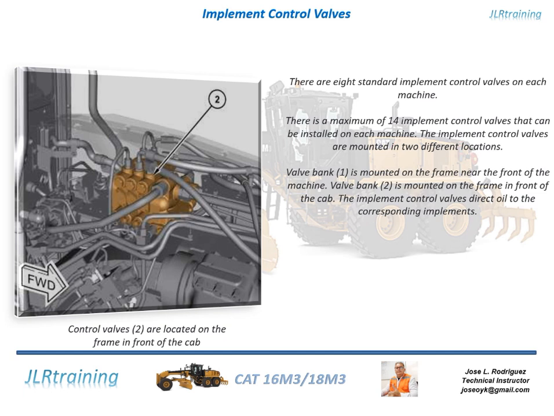The implement control valves are mounted in 2 different locations. Valve bank, 1, is mounted on the frame near the front of the machine. Valve bank, 2, is mounted on the frame in front of the cab. The implement control valves direct oil to the corresponding implements.